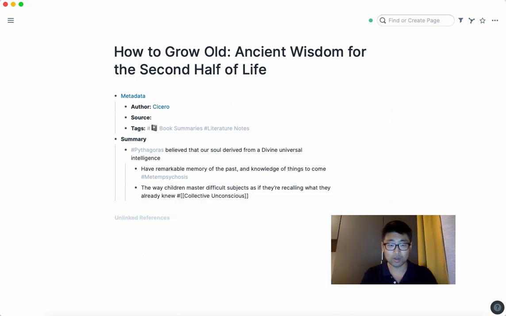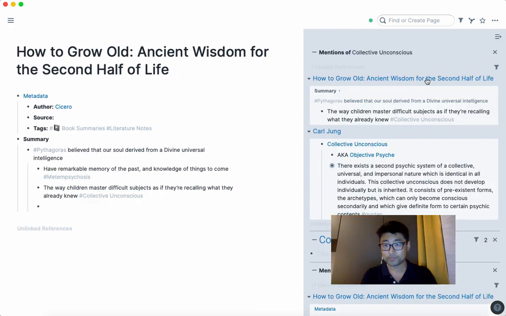Okay, and the other thing that we can relate this to is Jung's idea of the collective unconscious, where he believes that there exists a second psychic system of a collective, universal, and impersonal nature, which is identical to all individuals, and so on and so forth. So this is a useful tag to add there.